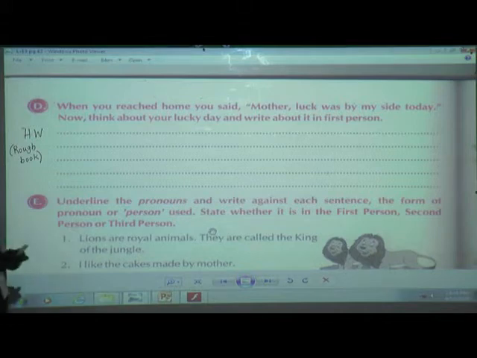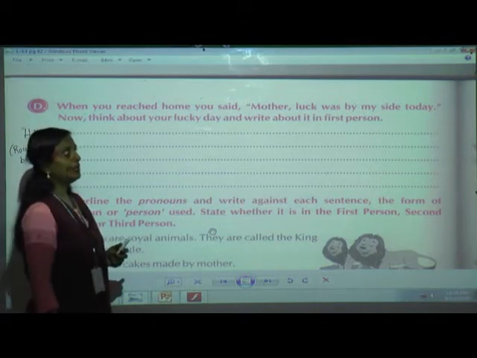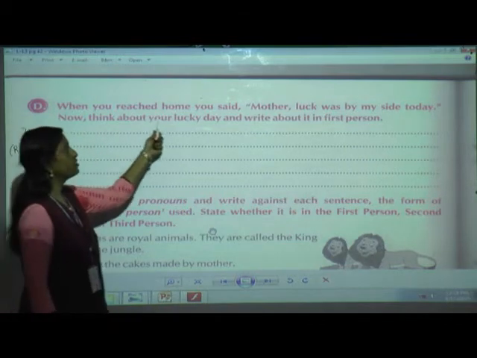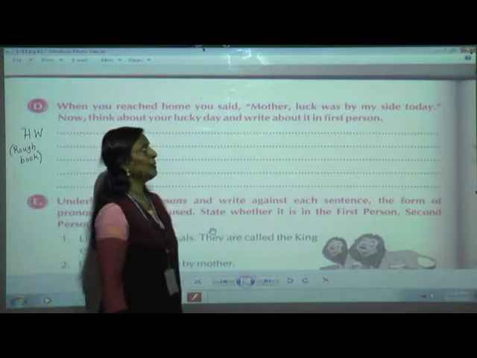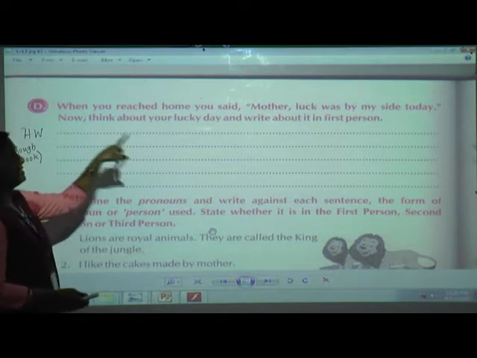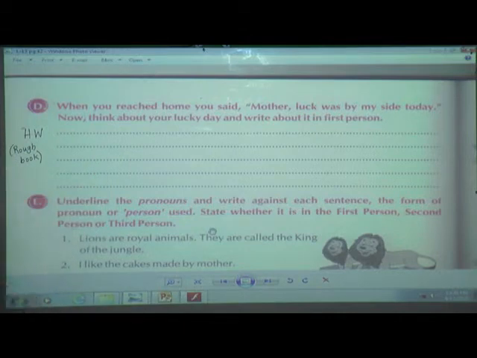When you reached home, you said, "Mother, luck was by my side today." Now think about your lucky day and write about it in the first person. Now you know what words are used in first person. This means you are the speaker. I, me, we, us. Only these words you are going to use in this passage. Now what are you going to write in this passage? Mother, luck was by my side today.